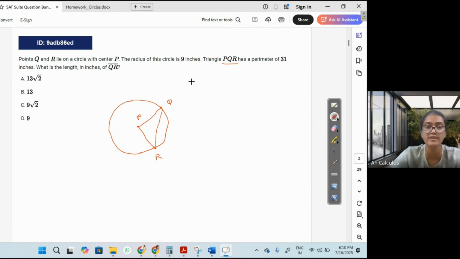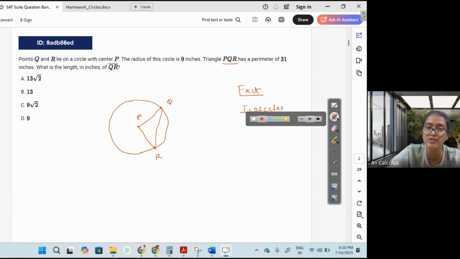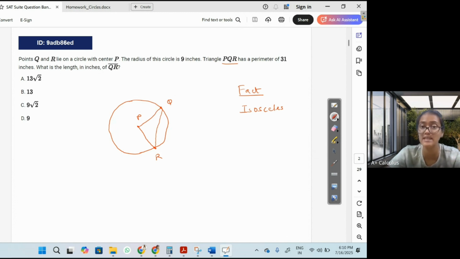Now you have to realize this fact: this kind of triangle is always an isosceles triangle. This is a concept that SAT people love to test. Why is this triangle isosceles? Because PQ is a radius, and PR is a radius. All the radii measure the same. That's why we have PQ and PR as two congruent sides. So triangle PQR is isosceles.